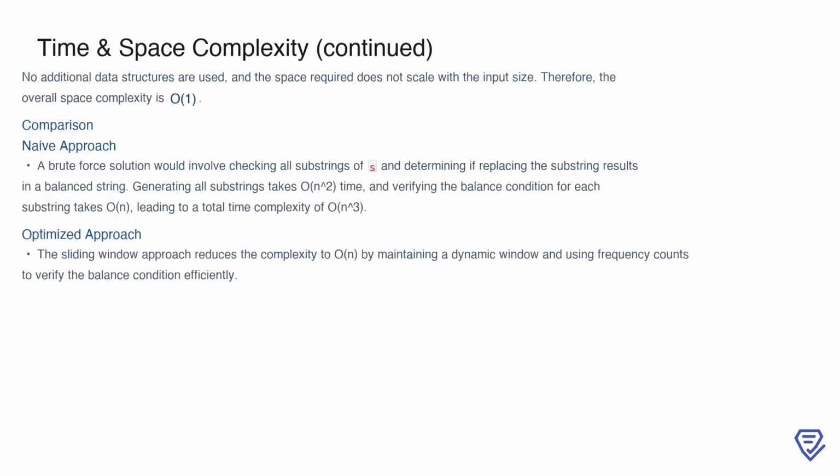Since no additional data structures beyond the frequency counter and a few pointers are used, the space requirements do not grow with the size of the input. This solidifies the overall space complexity at O(1). Now, if we compare this sliding window approach to a naive solution, the differences in efficiency become clear. A brute force method would involve generating all possible substrings and checking if replacing each substring results in a balanced string. Generating all substrings alone would take O(n squared) time, and verifying the balance condition for each substring adds another O(n), leading to an overall time complexity of O(n cubed).